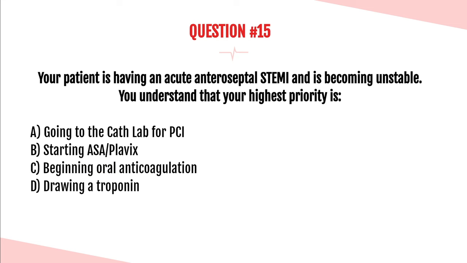And question number 15. Your patient is having an acute anteroseptal STEMI and is becoming unstable. You understand that your highest priority is it A, going to the cath lab for PCI, B, starting aspirin and Plavix, C, beginning oral anticoagulation, or D, drawing a troponin. The answer is A. You absolutely want to go to the cath lab. Your percutaneous intervention is going to be the most important priority.